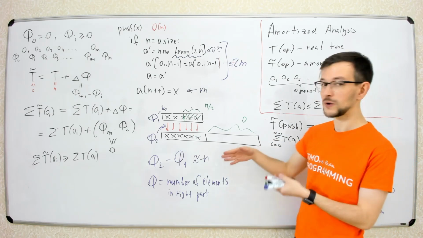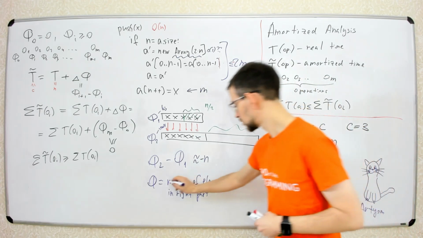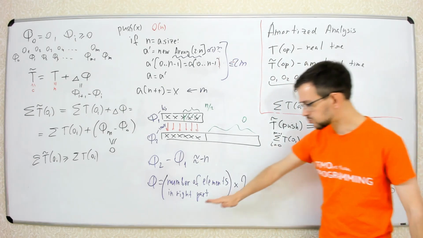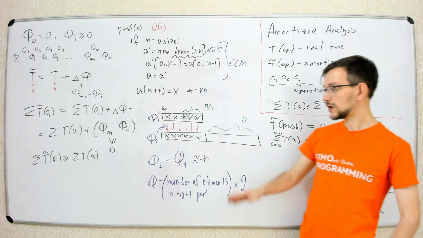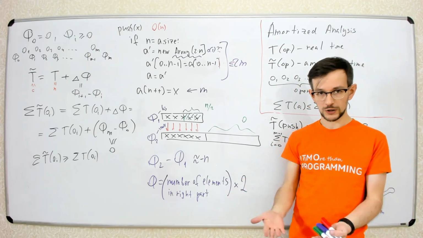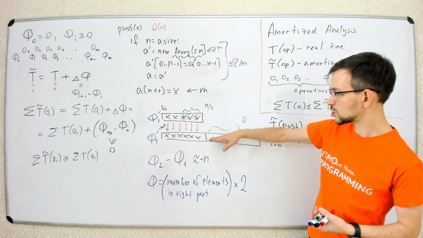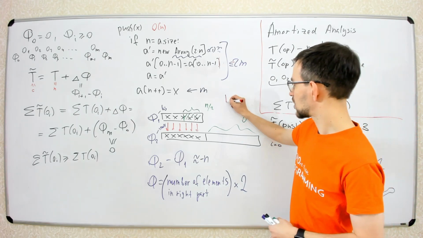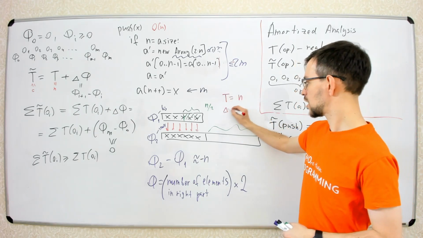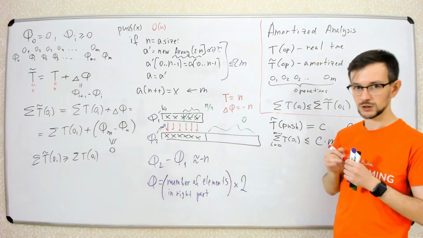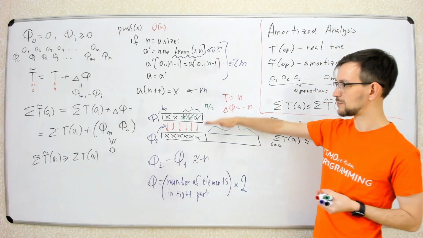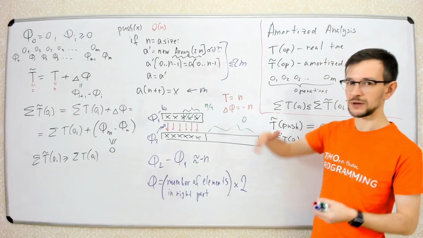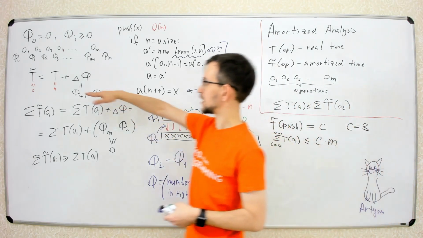So how to make it minus n? It's quite simple. We just multiply it by 2. And this will be our potential function. Now, if we use this function as our potential function, what do we have? We have time equal to n and change of potential equal to minus n. So we spend n operations to perform this copying of elements, and we decrease the potential by n. So this amortized cost will be constant.